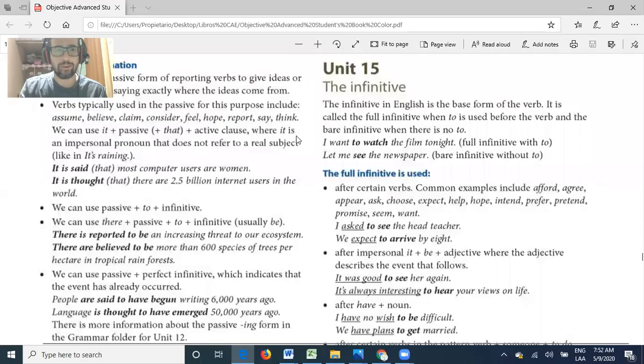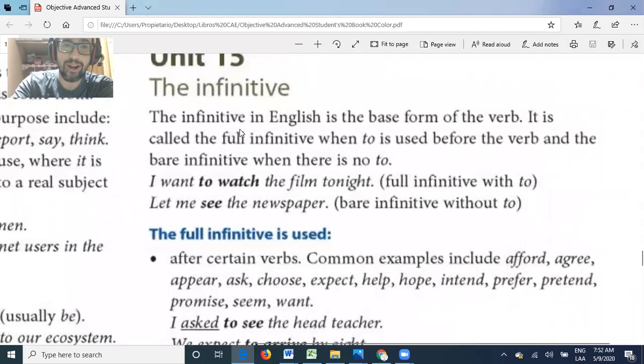Okay, let's continue with our lesson 15 for today. And let's go very quickly now to the infinitive. Okay, this is very, very important. Again, remember that sometimes we as teachers forget about certain things. And that's what I really like about Cambridge, that sometimes some topics are totally new for us. So please pay attention on this part of the infinitive.